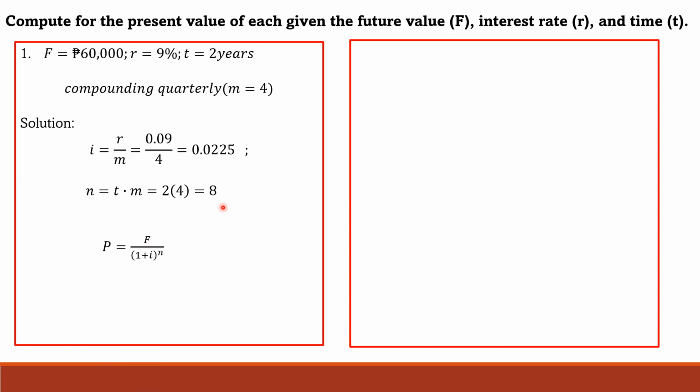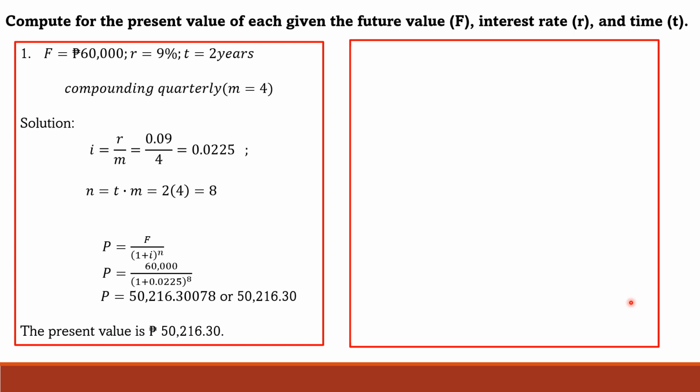And, substitute lang po natin yan sa formula. The present value equals future value divided by 1 plus I raised to N. So, ang future value po natin ay 60,000 pesos divided by 1 plus ang atin pong I is 0.0225 at ang atin pong N is 8. So, therefore, we have 50,216.30078 or 50,216.30. So, the present value is 50,216.30 pesos. Okay?